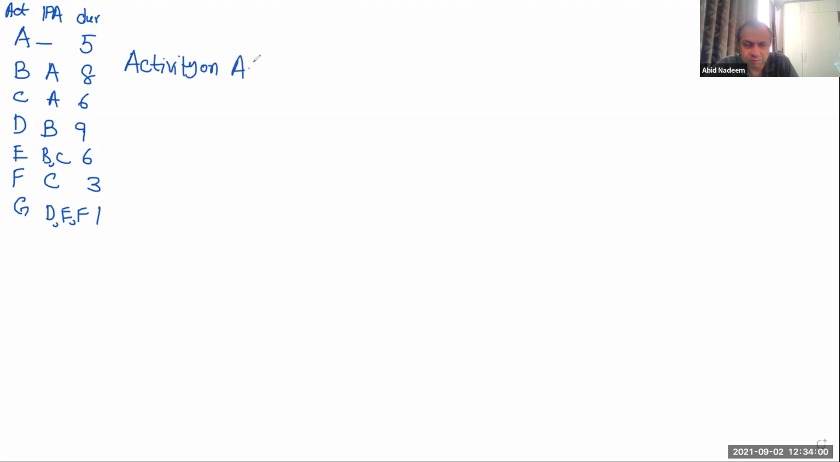So now I will draw the activity on arrow network. This is a little bit more complicated than the activity on node network. That's why most current software and most current planners use the activity on node network. But anyway, we will start from activity A.